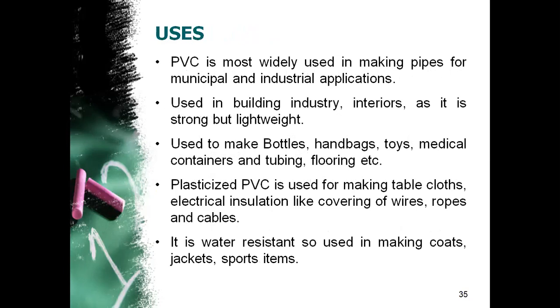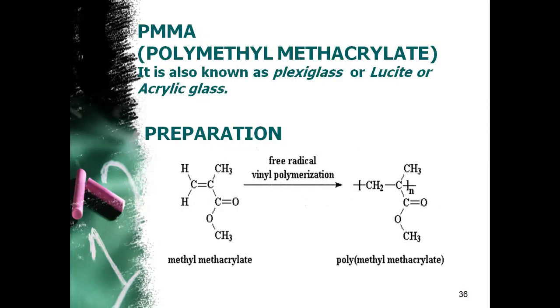Moving to the uses of PVC. PVC is most widely used in making pipes for municipal and industrial applications. It is used in the building industry, like interiors. It is also used to make bottles, handbags, medical containers, tubing, flooring, etc. PVC is also used for making tablecloths, electrical insulations, and it is water resistant. So it is used to make coats, jackets, sport items.